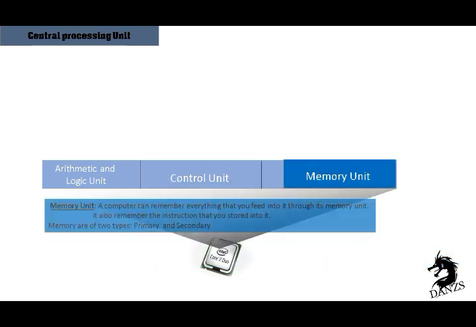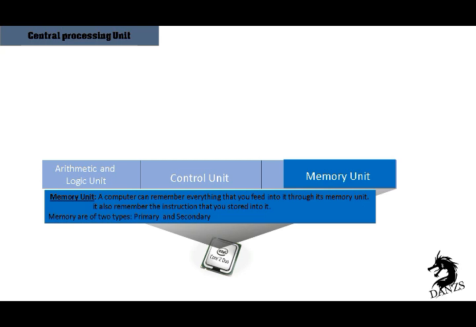So next we have memory unit. A computer can remember everything that you feed into it through its memory unit. It also remembers the instructions that you store into it. So whatever you do in your computer, for example, if you're doing something in Paint program, or you are typing something in Word program, all these are temporarily saved in memory. For that reason, memory is also very important. So memory is of two types. One is primary and the second one is secondary memory.